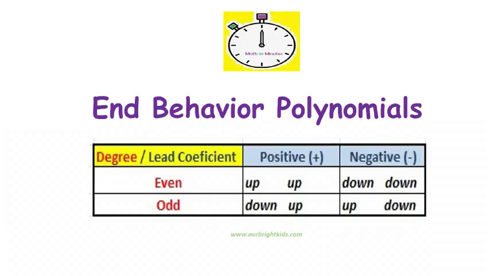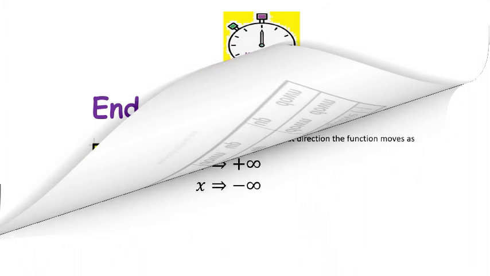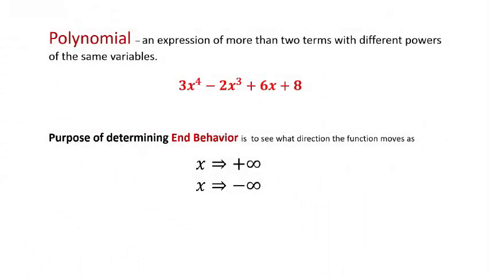This Math in Minutes video is on end behaviors of polynomials. A polynomial is an expression of more than two terms with different powers of the same variable. The most important term in the polynomial is the highest degree term, and in this case, it would be 3x to the fourth power because that's the highest degree.